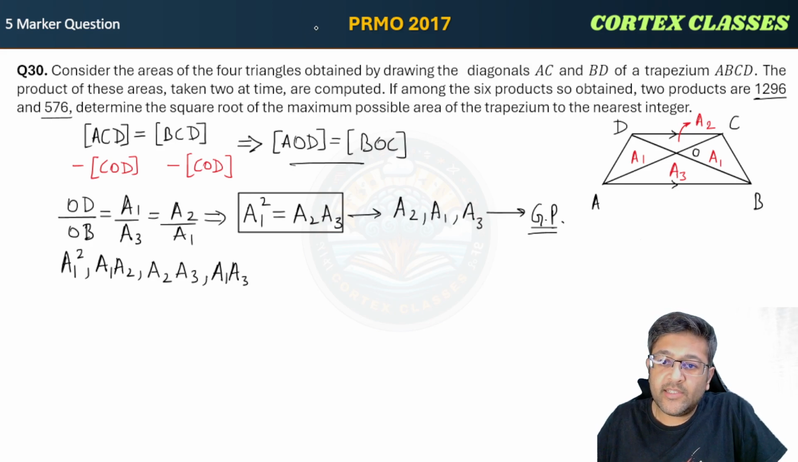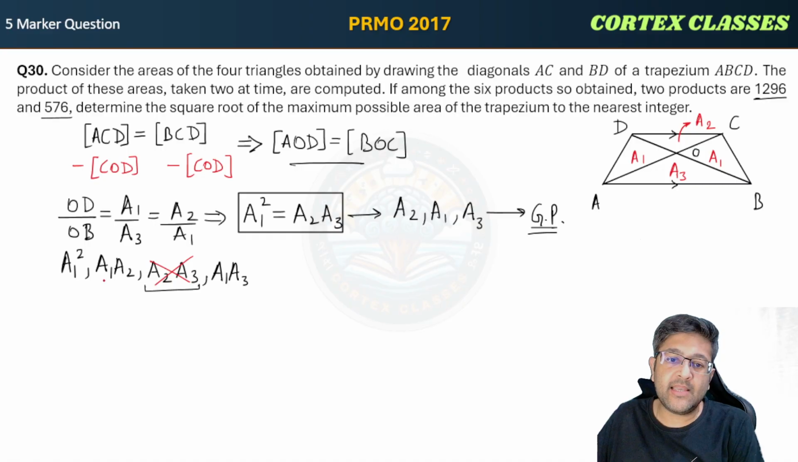Okay, let us read the question. If among the six products, the product of these areas taken two at a time. But actually guys, if you see, A2 A3 is the same as A1 square. So we don't need to write this number separately. We can remove it because A2 A3 is the same as A1 square, right?